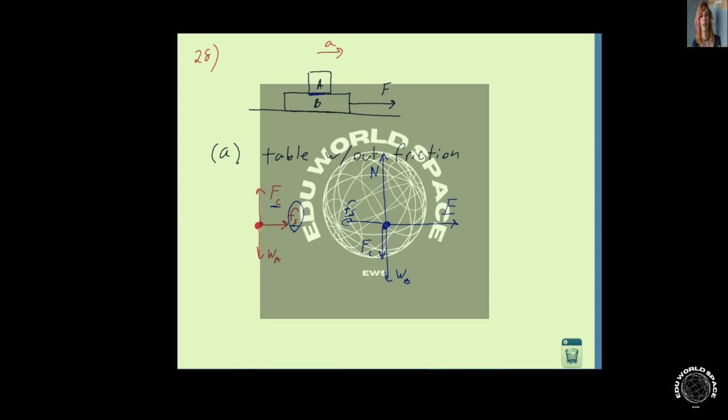So what are our third law pairs? Again, we've got these two, static friction, and we've got these two, the contact force acting between the two blocks. So you make sure those are always equal and opposite.